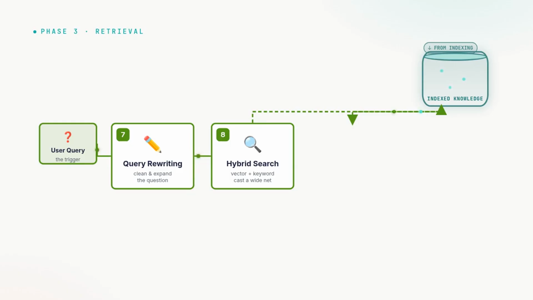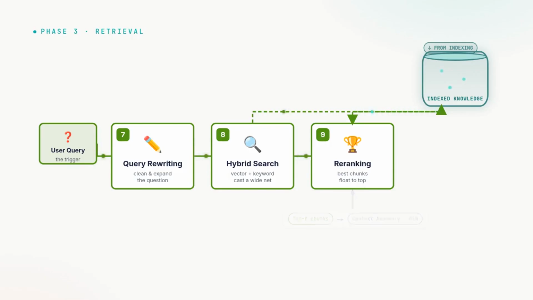Step 9, re-ranking. Search returned, say, 20 chunks. The re-ranker scores them with a model that actually understands relevance, not just similarity, and floats the best to the top. The top few are what the model will actually see. After re-ranking, the top K chunks hand off down to generation. Watch the green retrieval output flow into the purple context assembly step. Retrieval's job is done. Generation picks up exactly what it left behind.